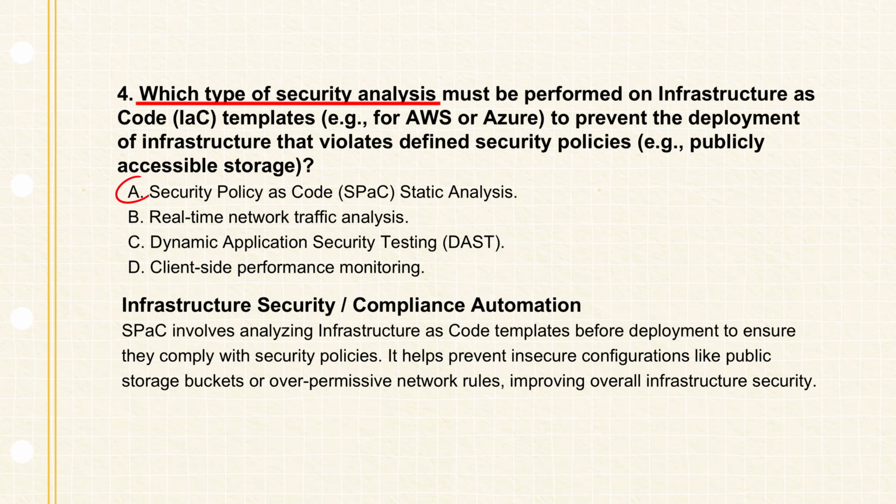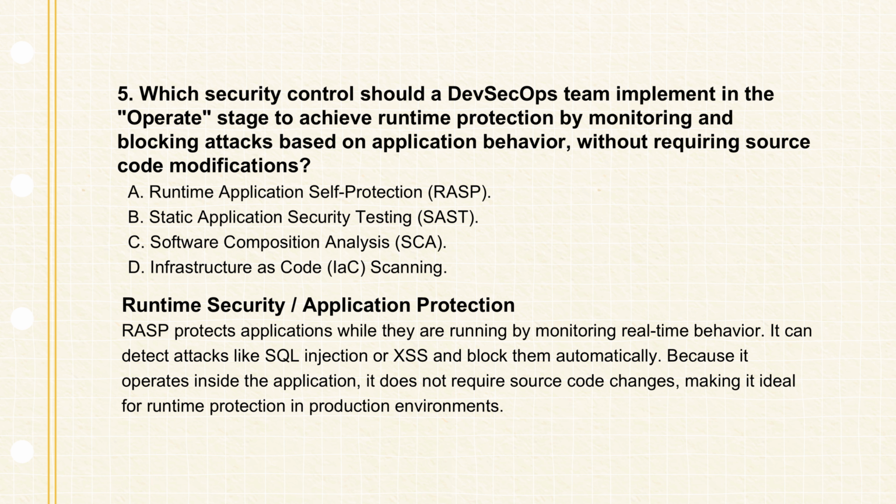It should fail the build pipeline right there. Saves you from finding out the hard way after deployment. Precisely. It enforces those security guardrails automatically, programmatically. All right. We've checked our code with SAST, checked our dependencies with SCA, validated the infrastructure templates with SPAC. Now the application is actually running live in the operate stage.